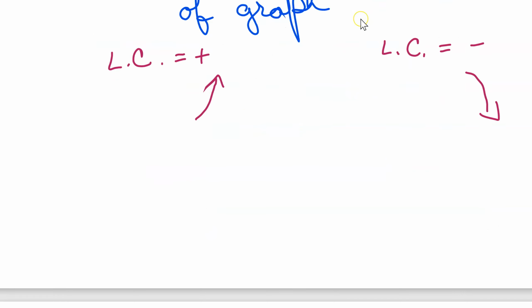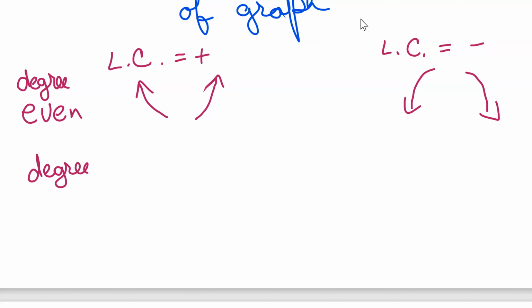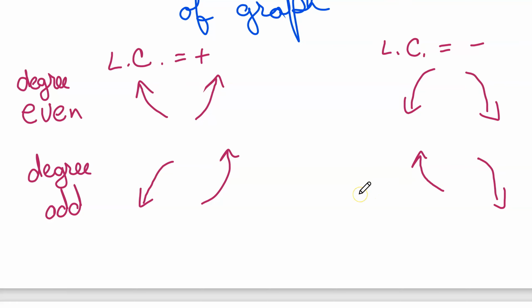So let's say that the degree is even, then this one would be going up and up, whereas this one would be going down and down. If the degree is odd, the right side would still be going up, but the left side would be going down. This one would be going down, whereas the right side would be going up. So we'd be going opposite directions.